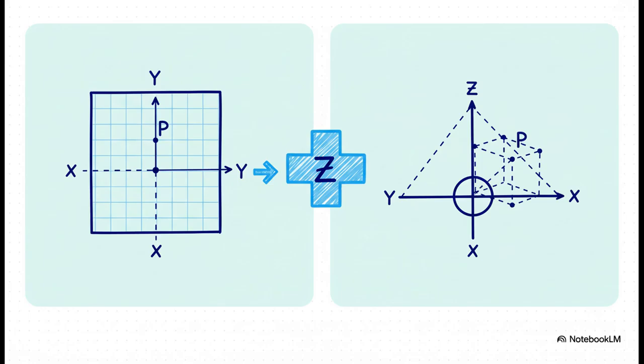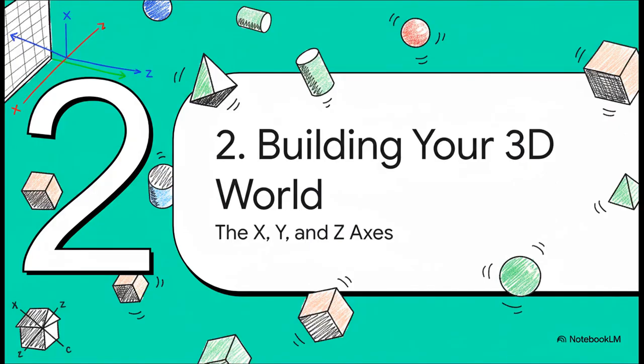On a flat piece of paper in your notebook, any point has an address, right? We call it P of x, y. To bring this into our world, the 3D world, we just add one more piece to the address, a z for the height. That's it. It's that simple. Now let's actually build this 3D world.